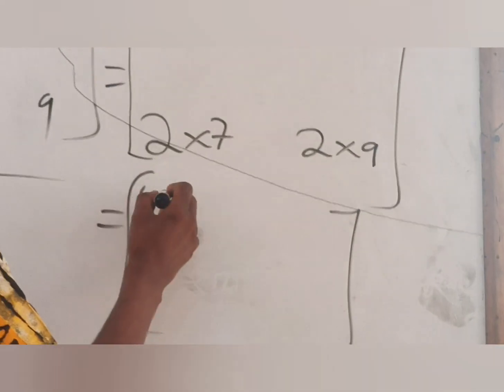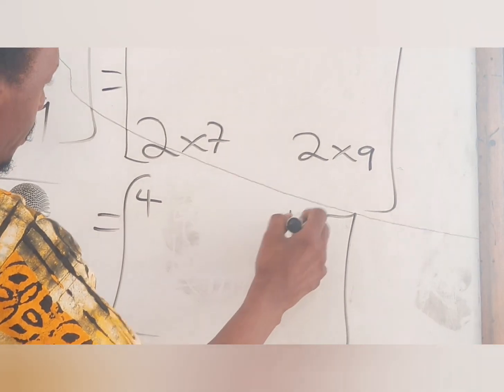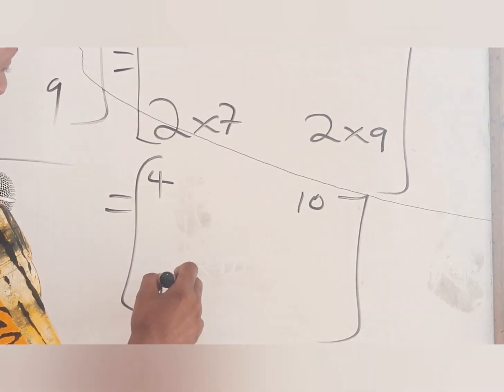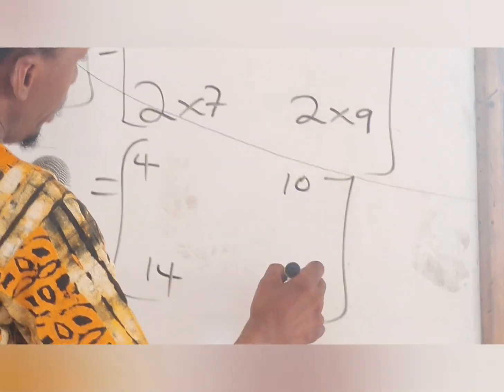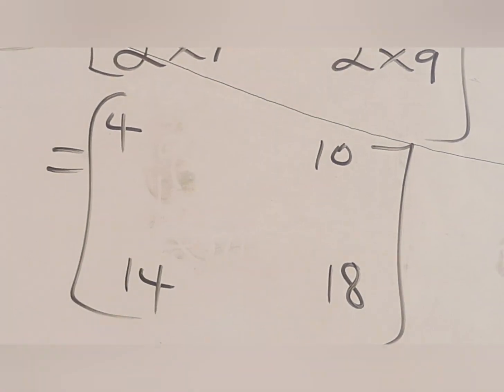So let's do the computation together. 2 by 2 is what? 4. 2 by 5, 10. 2 by 7, 14. 2 by 9, 18. Can you all see? Yes.